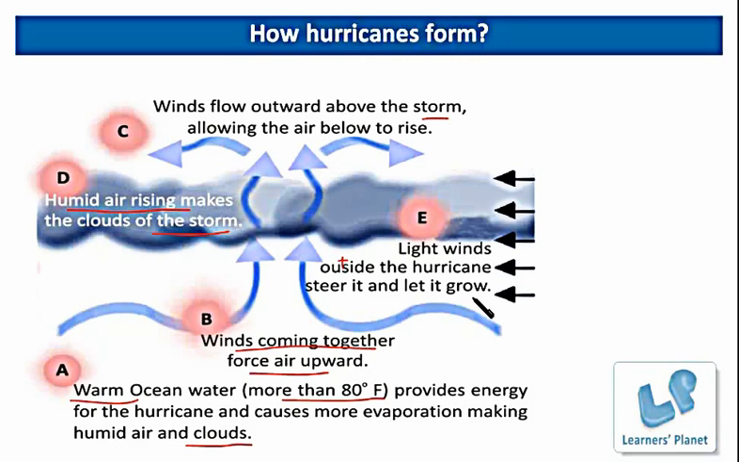So hurricanes typically form between 5 to 15 degrees latitude north and south of the equator. And this is what forms the hurricane. So this was all about the formation of hurricanes.